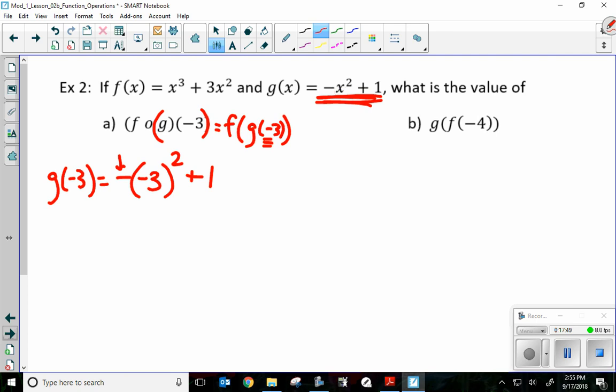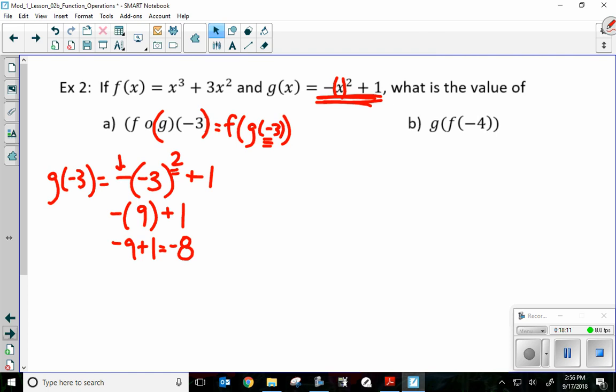According to PEMDAS, I need to do my exponent first. That's the negation of negative 3 squared, which is 9, plus 1. Okay? Notice the parentheses only went in for my x. All right? Now that's negative 9 plus 1, which is negative 8. That's what g of negative 3 is. So I need to find f of negative 8. All right? Because g of negative 3 is negative 8.